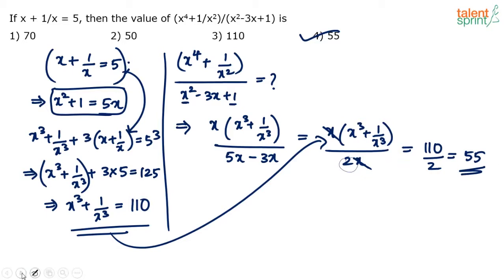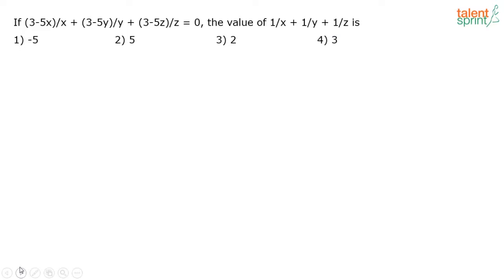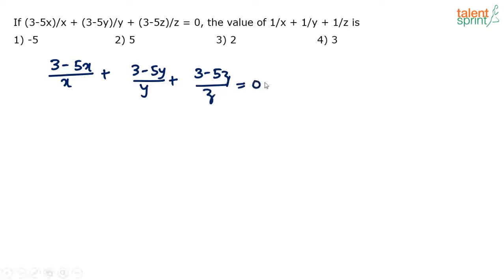Okay? Quickly, the next one. Try this now. See what it says. If 3 minus 5x by x plus 3 minus 5y by y plus 3 minus 5z by z equals to 0, then what is the value of 1 by x plus 1 by y plus 1 by z? I think this should be easy, right? Look at this, 3 minus 5x by x plus 3 minus 5y by y plus 3 minus 5z by z equals to 0.